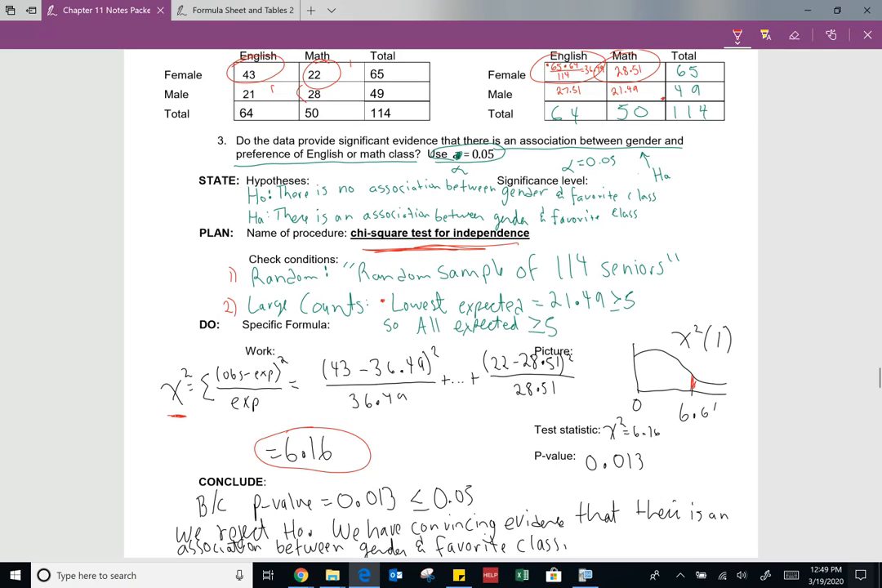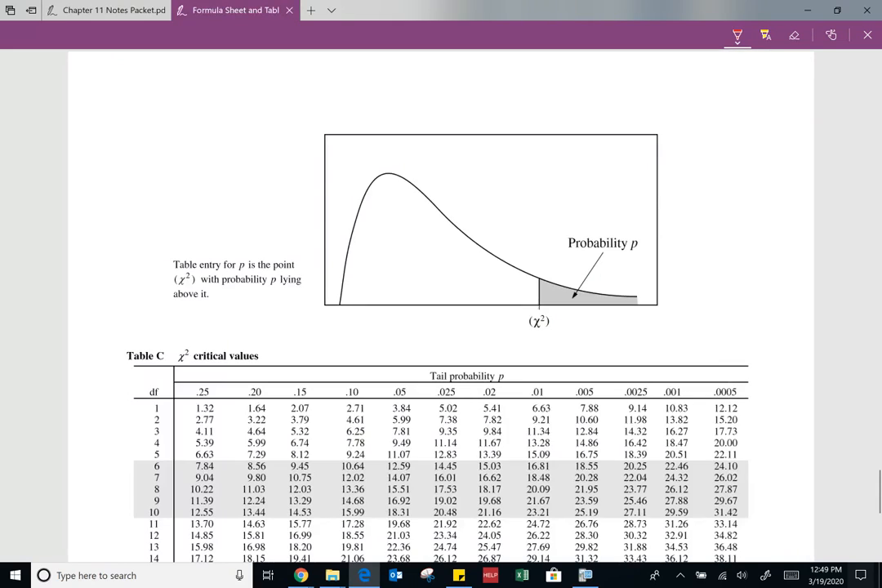So if I shade in the picture right here, this red area here is what our p-value is. And to find the p-value, well, let's go on to our formula sheet. And we're going to say, okay, so we have a chi-square test statistic of 6.16. And we have a degrees of freedom, which is equal to the number of rows that we have minus 1, times the number of columns that we have, minus 1.